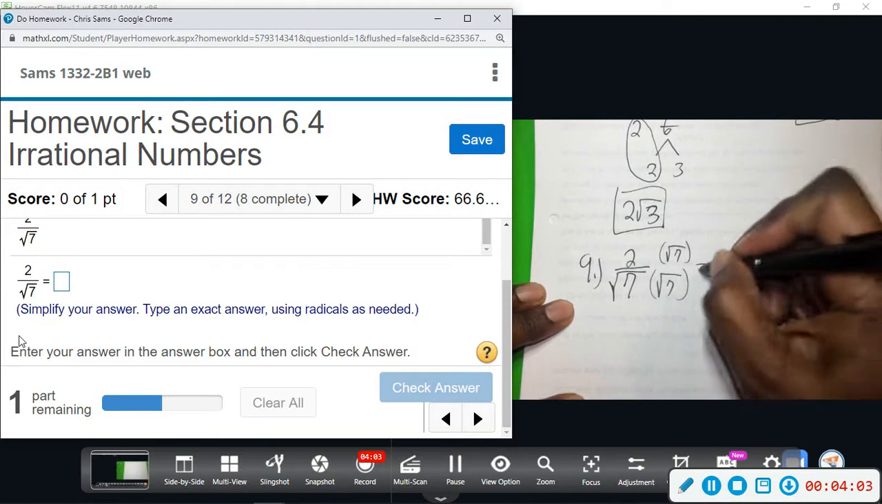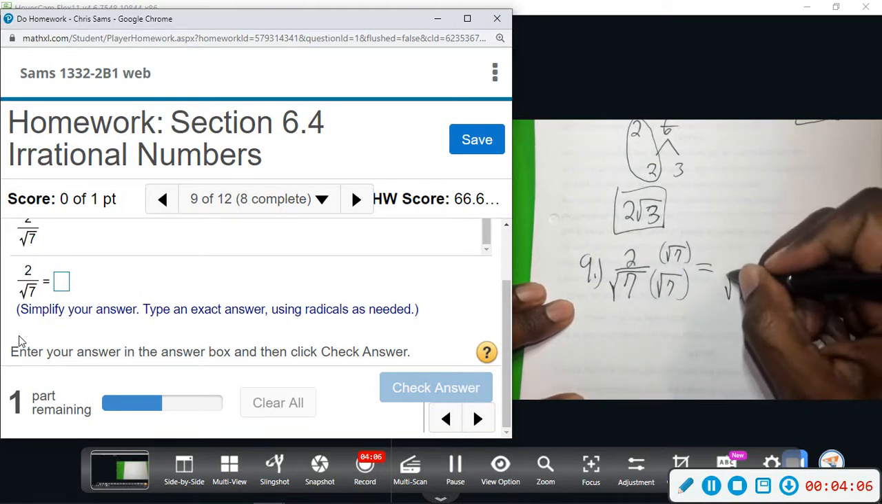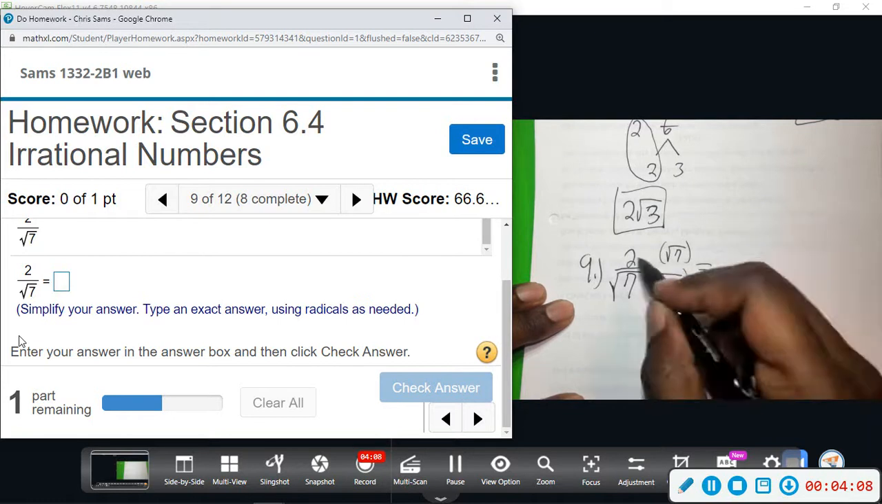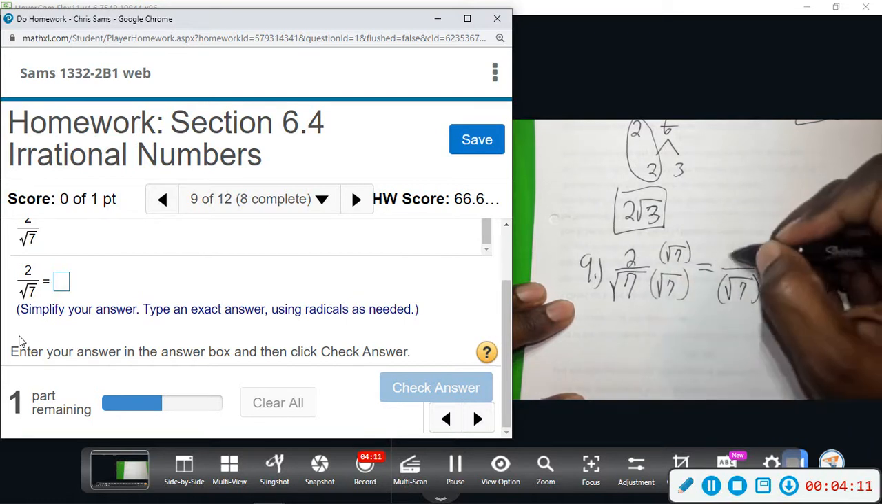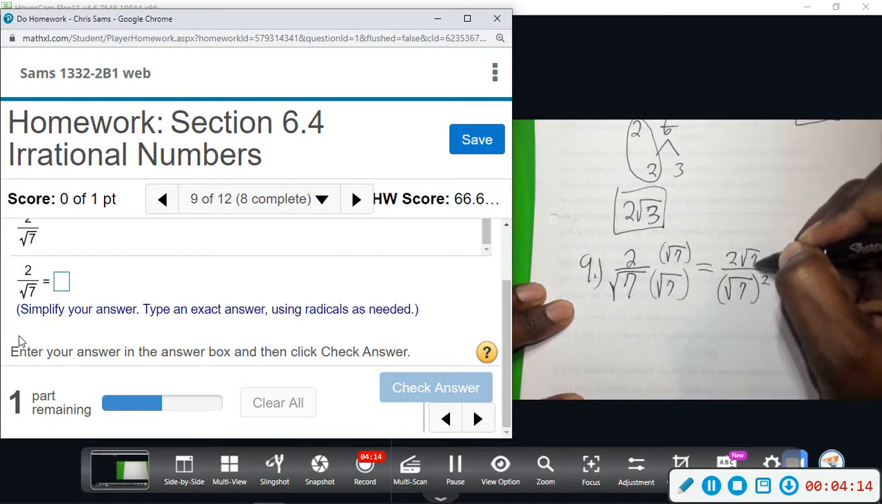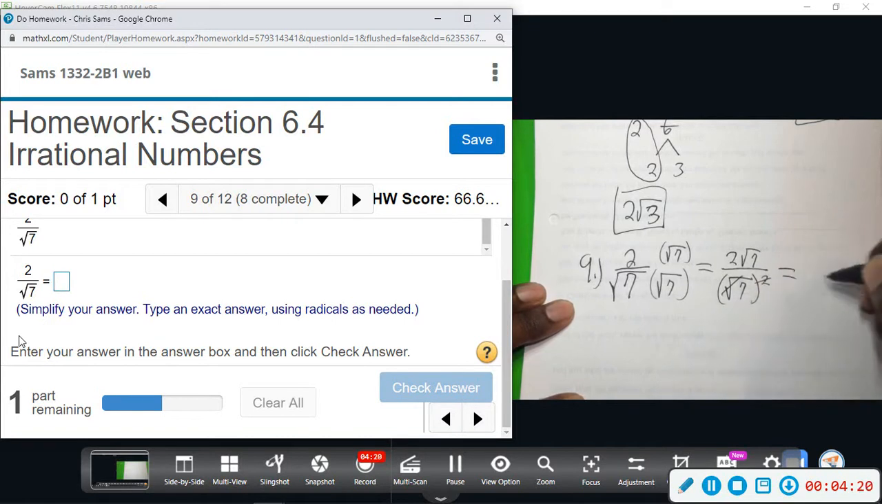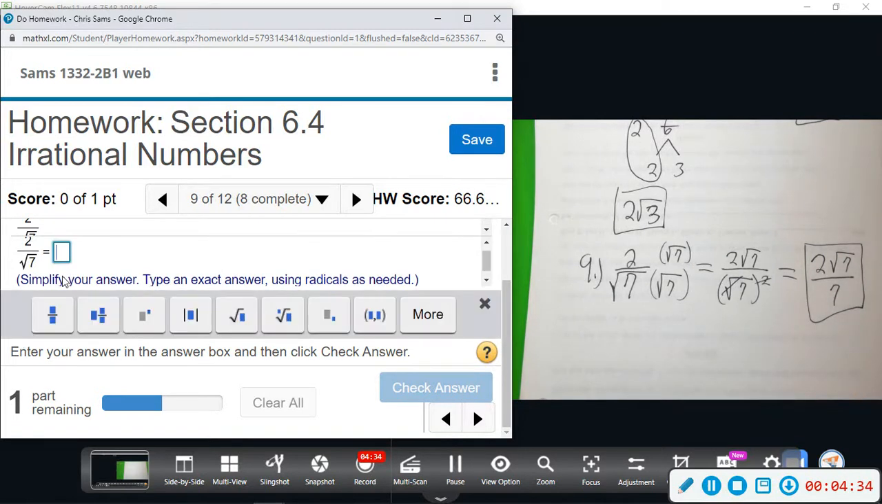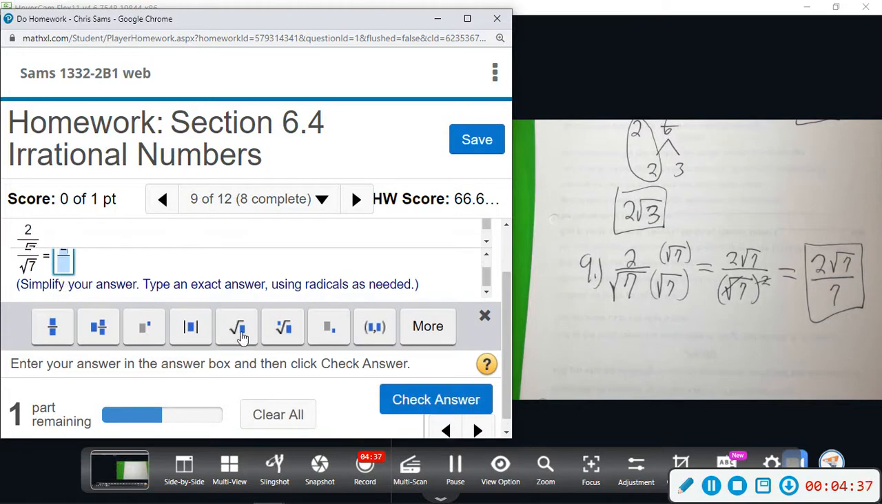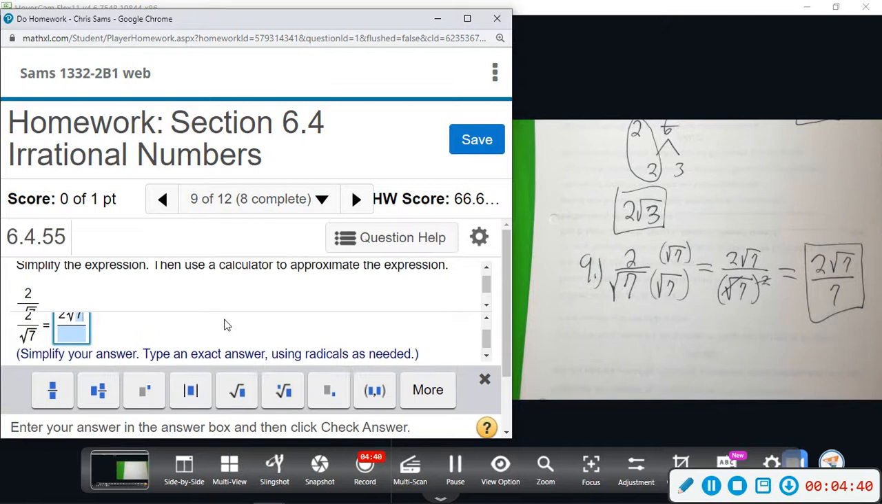On the bottom, we have the square root of 7 squared. On the top, the 2 is not under the square root, so it just goes on the outside: 2 square root of 7. Now the square root and square are opposite, they cancel each other out, so you just end up with 2 square root of 7 divided by 7. This is how you would simplify it. It's called rationalizing the denominator. So we have the fraction 2 square root of 7 on top, and on the bottom we get 7.